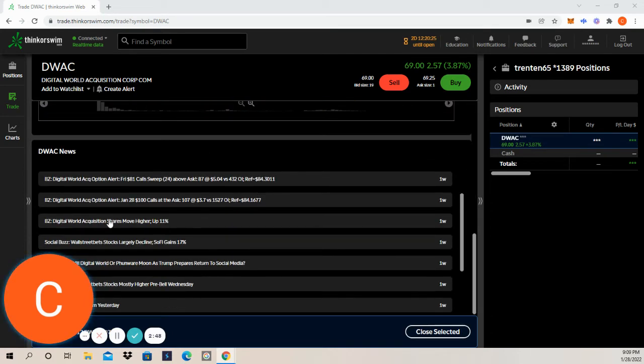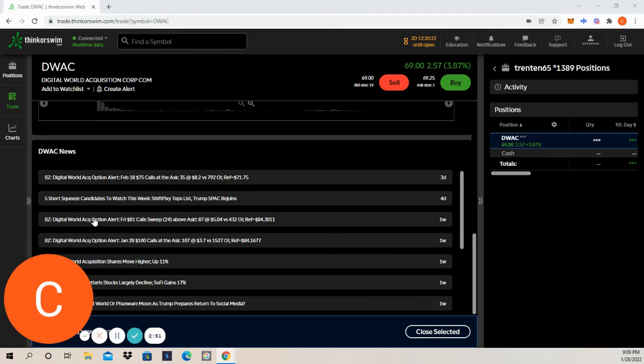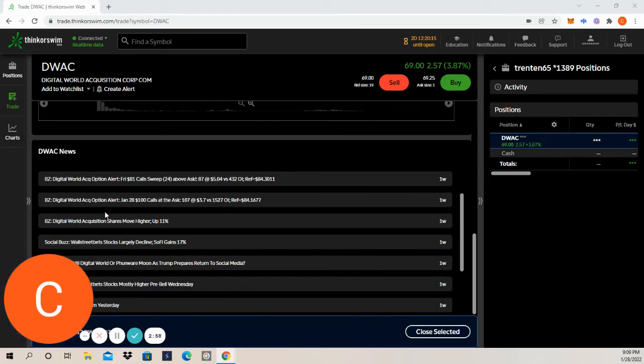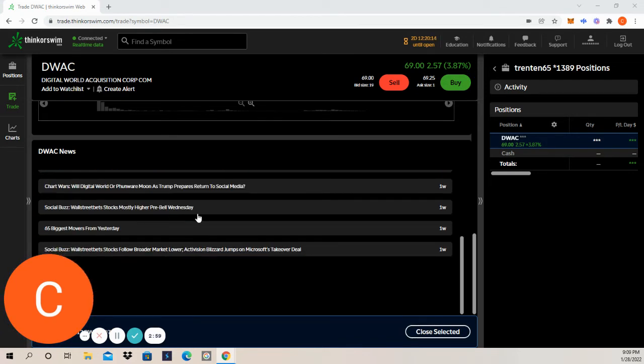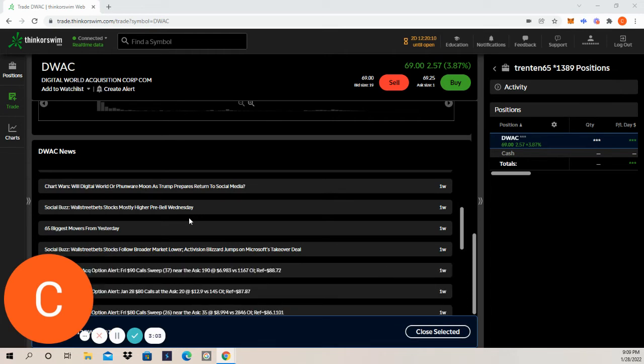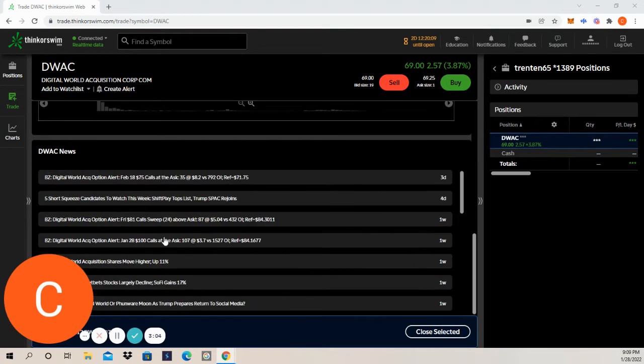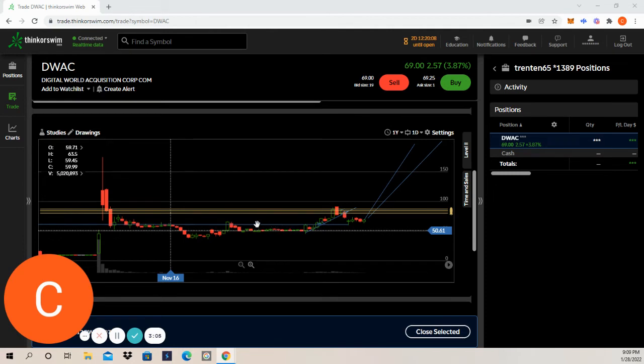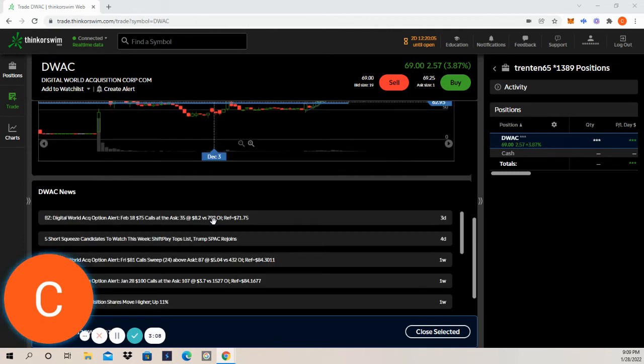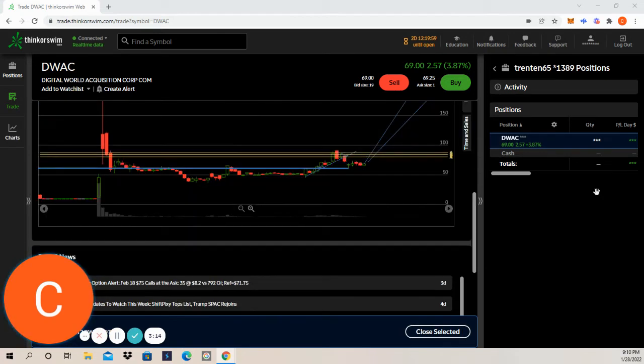And then if we even look right here, five short squeeze candidates to watch this week. And obviously, DWAC's on there. You can look more into it. This is not me saying it's a short squeeze candidate. This is obviously Thinkorswim's news thinking. So analysts are thinking it could be a potential short squeeze candidate, which is always a good sign because they probably know more what they're talking about.